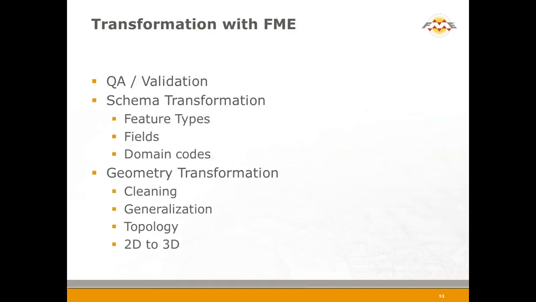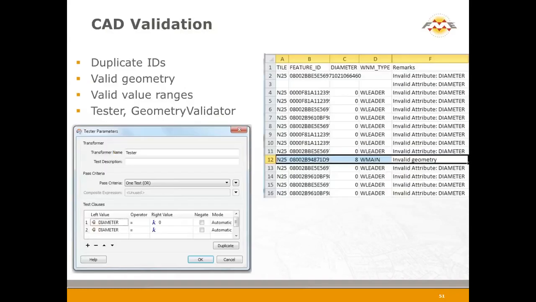some of the transformation processes you can do with FME. I mentioned QA and schema transformation a number of times, as well as geometry transformation. So when we're talking about schema transformation, that's transforming the feature type names, fields, domain codes. And when we're talking about geometry transformation, that might involve generalization, like we did to smooth the contours in that raster import example, or it might be computing topology, or even ultimately generating 3D data from 2D.